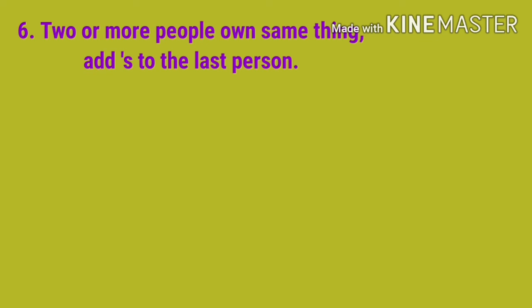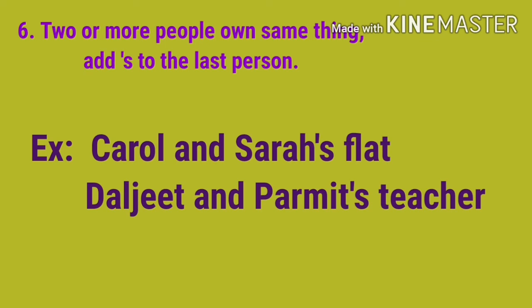So, if there is joint possession, use the correct possessive for only the possessive closest to the noun. See the examples: Carol and Sarah's flat. That flat belongs to Carol and Sarah. So, we add apostrophe s to the name of the last person, Sarah. Carol and Sarah's flat.